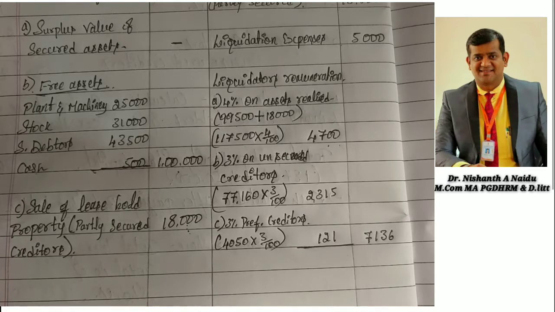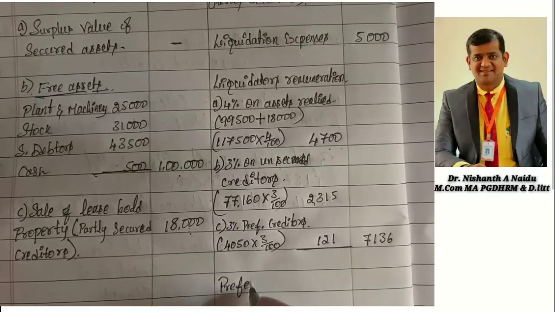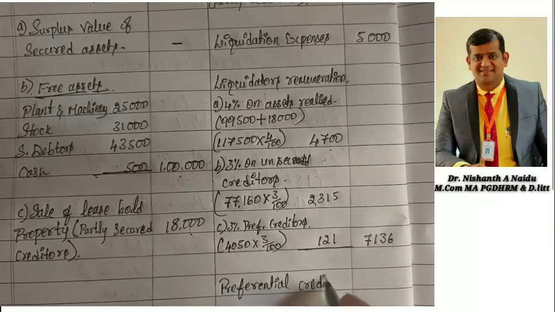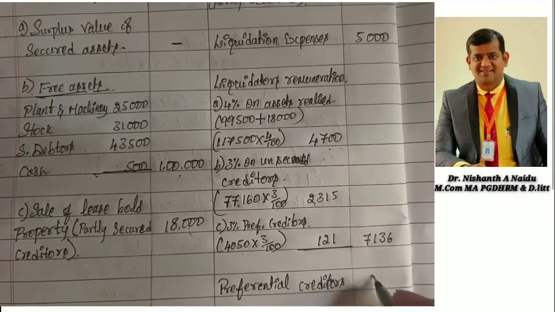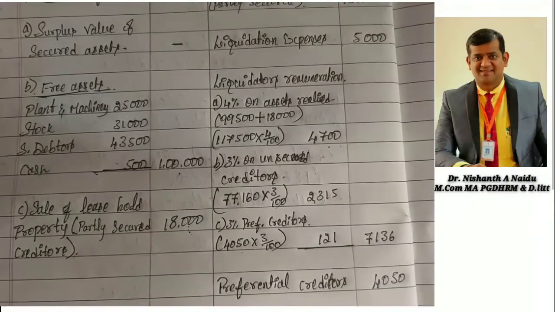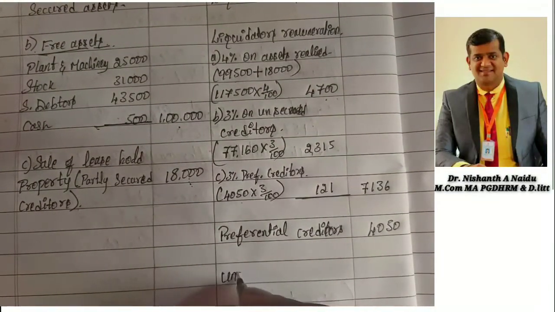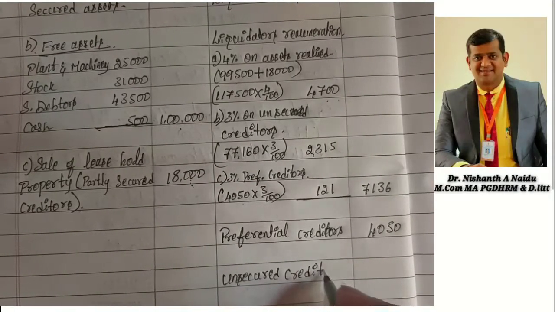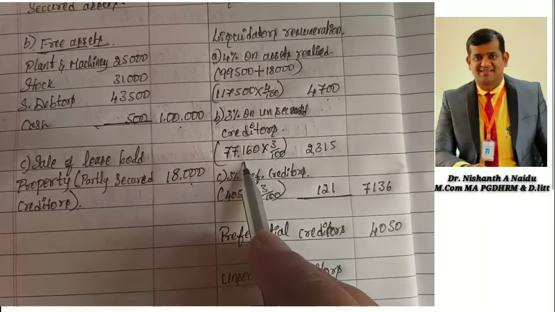Okay. After this we have to settle all the liabilities one by one. First we are going to settle preferential creditors. How much? 4,050 rupees. Just now we have seen, right? 4,050 rupees. So I have settled them. Next, let us settle unsecured creditors. How much unsecured creditors? Look at the problem. 77,160, unsecured creditors.